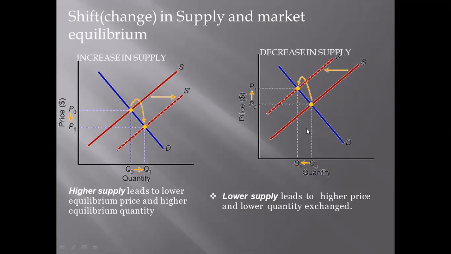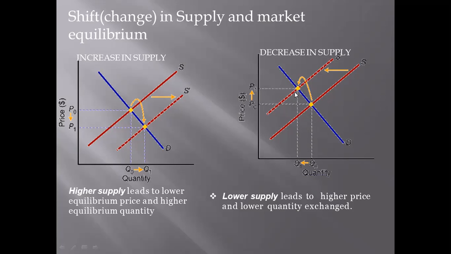Got it? The next, children, is decrease in supply, where your supply is decreasing, and your equilibrium point is going to shift from here to here, that is from E to E1. Now, when there is a decrease in supply, your demand being constant, your equilibrium quantity is going to shrink and your equilibrium price is going to increase.